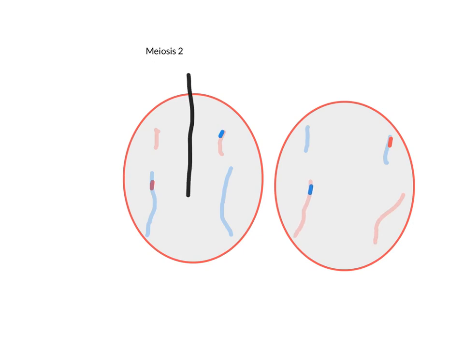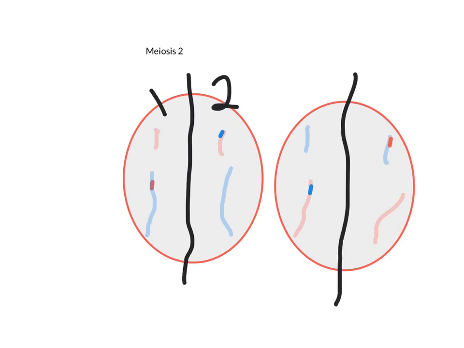So these cells are what are going to become the daughter cells. So that's one, that's the second one, that's the third one, and that's the fourth one. These daughter cells are the gametes, and they have got half the amount of chromosomes that we began with.